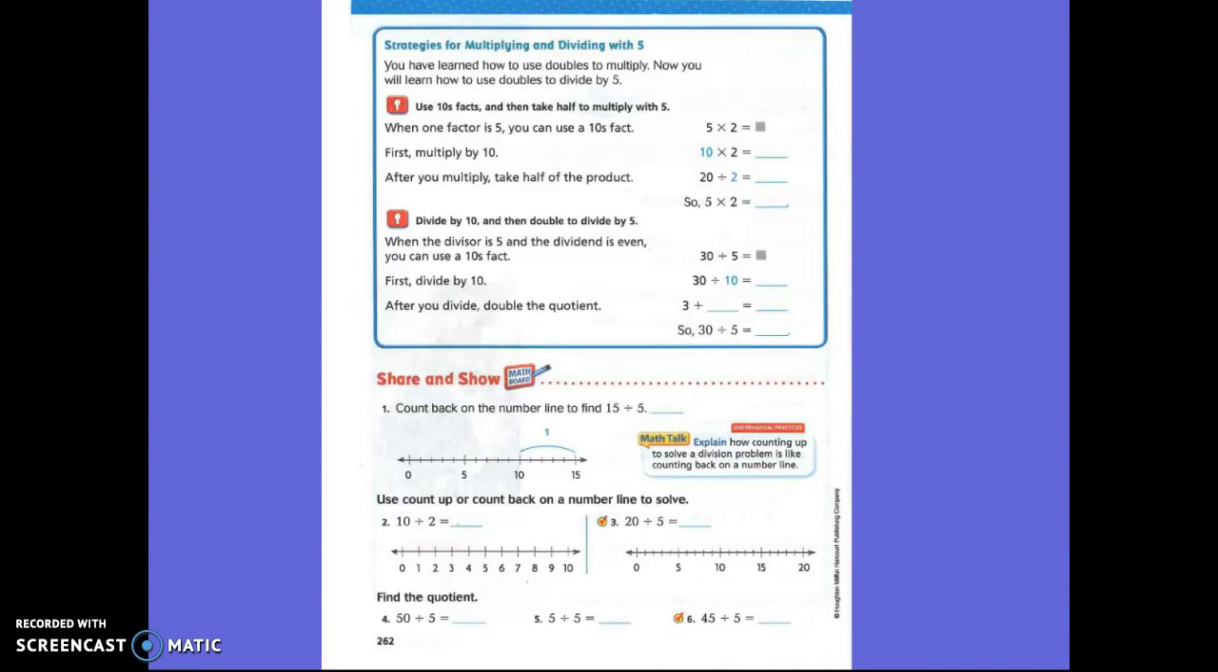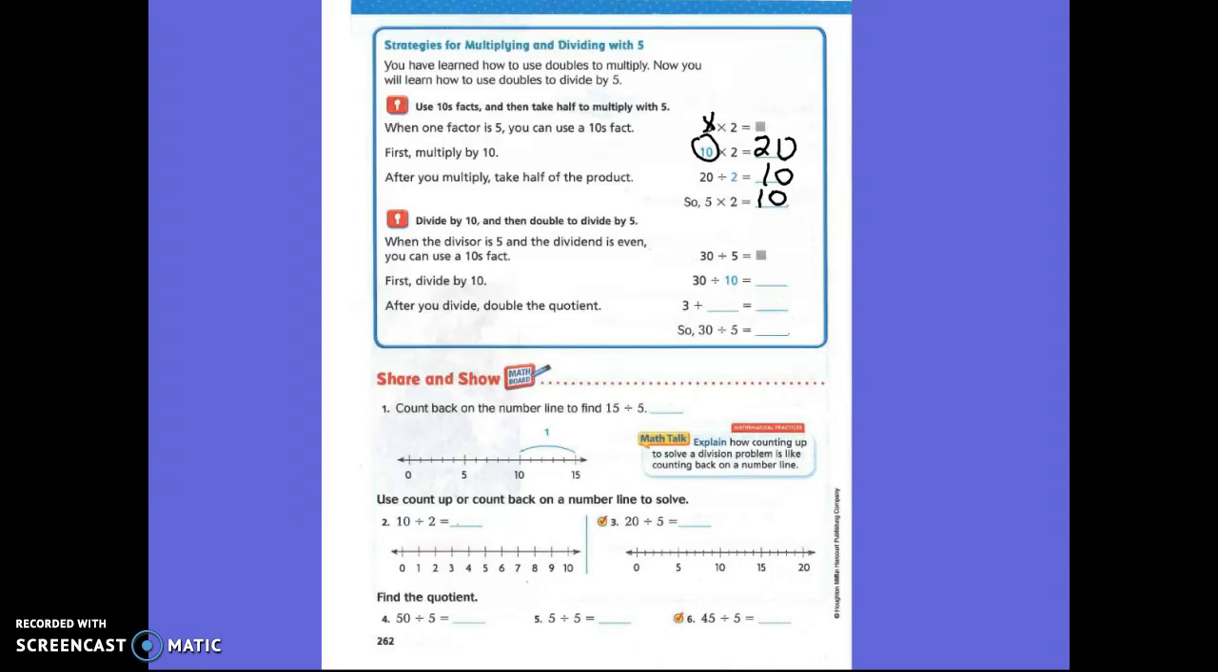Okay, so instead of 5, what they're doing is they're multiplying by 10. 10 times 2 is what? 20. Yes, you're right, 20. Now, after you find 20, cut 20 in half. What's half of 20? 10. So 5 times 2 is? 10. See, to me that's silly to do it like that. You just do 5 times 2. And I would just skip count by 5.